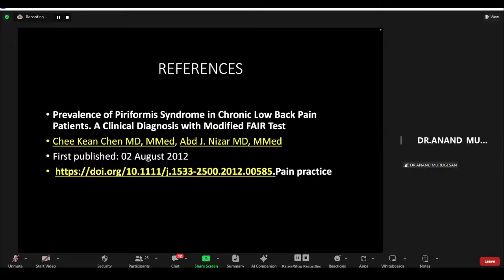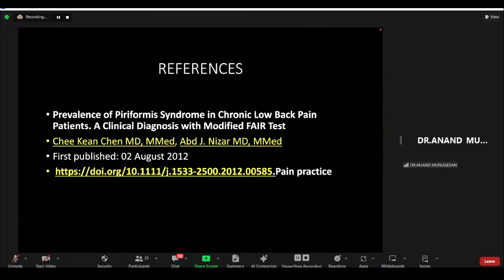Having a clear understanding of this deep gluteal pain syndrome is very important in evaluating a patient with gluteal pain. There is so much mention of the modified FAIR test, which is flexion, adduction, and internal rotation, a test which stretches the piriformis muscle and then reproduces the sciatica pain.